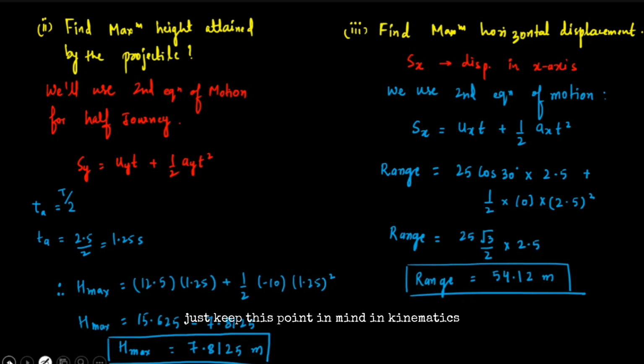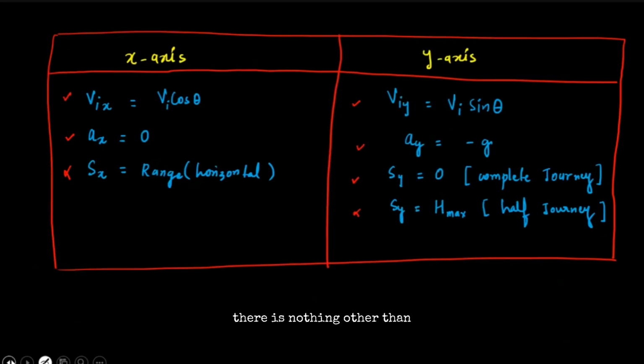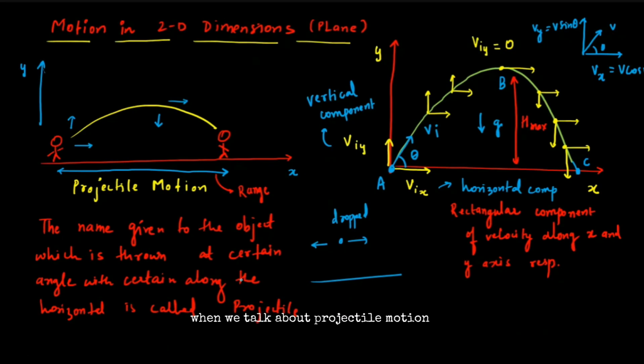Just keep this point in mind. In kinematics, we always use the equations of motion which we have learned here. There is nothing other than that when we talk about projectile motion. All you need to understand is how equations can be applied and how physical quantities are changing. If you understand that much, you'll be able to solve each and every problem of projectile motion. Although, to find the horizontal range and the vertical maximum height, we can use some already derived relations, we don't actually need those. If you understand the concept, know the equations, and know how to apply them, you are good to go.